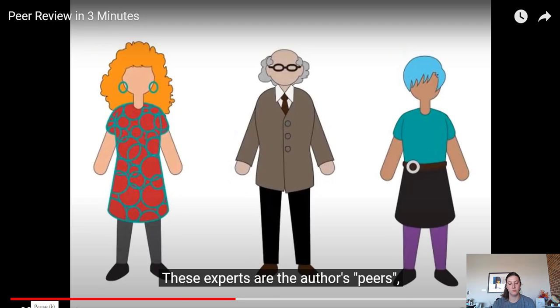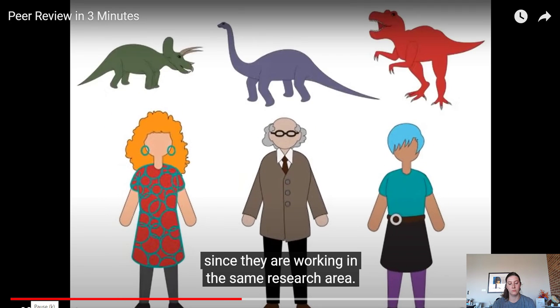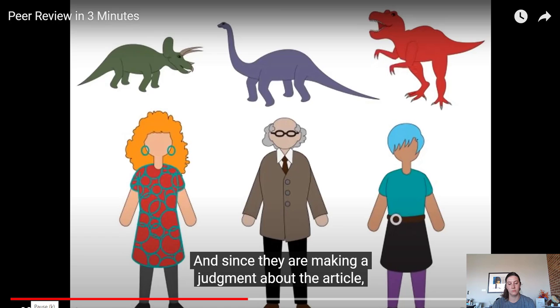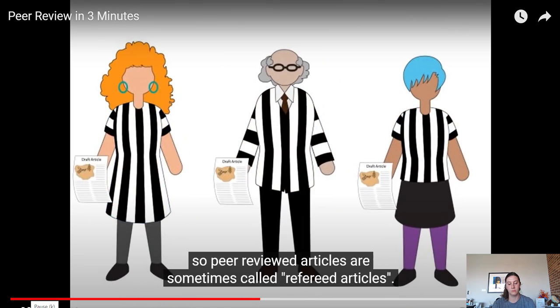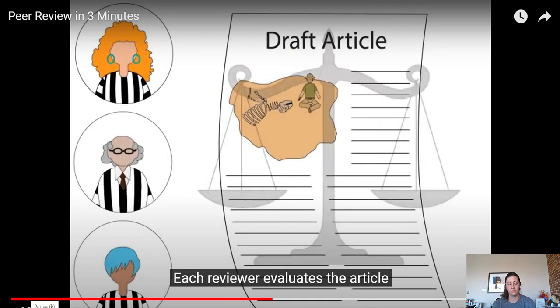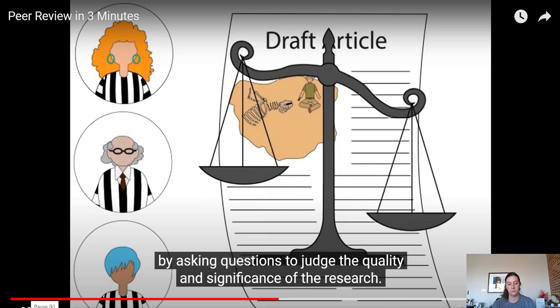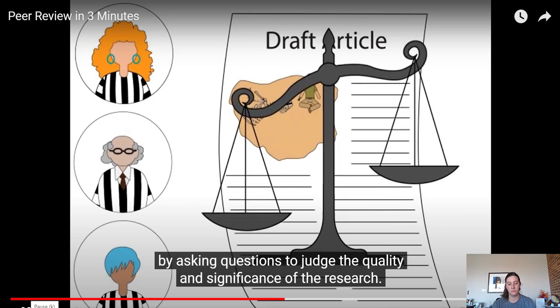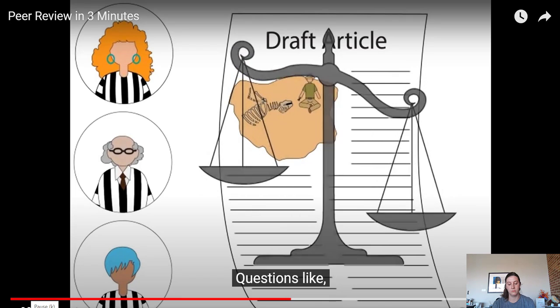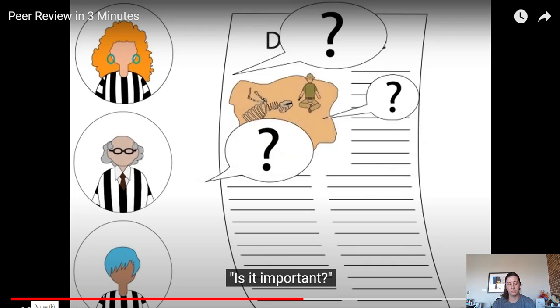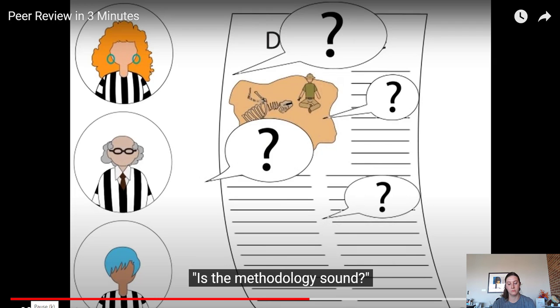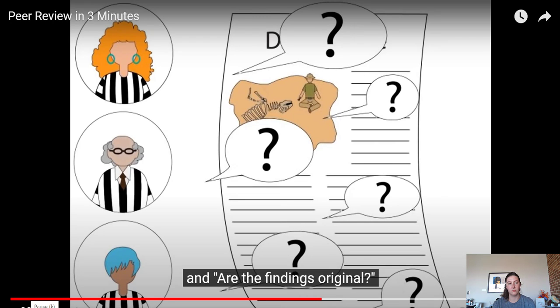These experts are the author's peers, since they're working in the same research area. And since they're making a judgment about the article, they're sometimes called referees. So peer-reviewed articles are sometimes called refereed articles. Each reviewer evaluates the article by asking questions to judge the quality and significance of the research. Questions like, what is this research about? Is it interesting? Is it important? Is the methodology sound? Are the conclusions logical? And are the findings original?